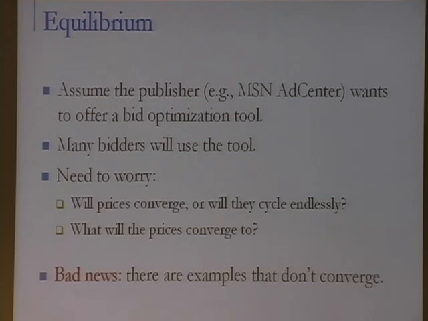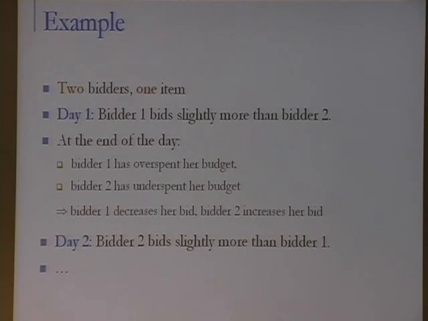One piece of bad news is that there are examples that don't converge. Here's one such example. I have 2 bidders and one item, and these bidders are budget constrained. On day 1, bidder 1 bids slightly more than bidder 2. At the end of the day, bidder 1 has overspent her budget and bidder 2 has underspent her budget, because bidder 1 was winning all of these ads up to the end of the day, when they ran out of budget. So bidder 2 was winning very few ads at the end of the day.